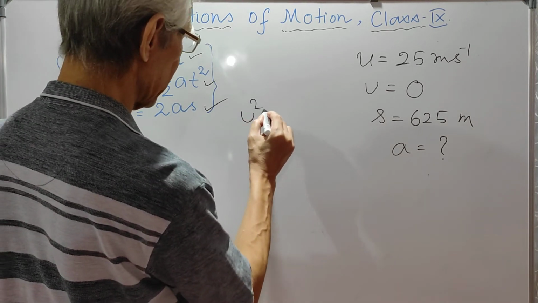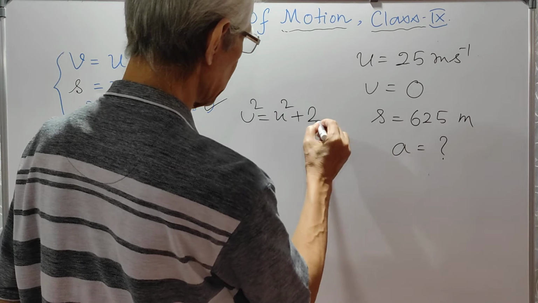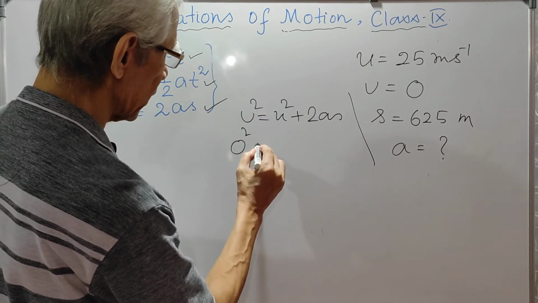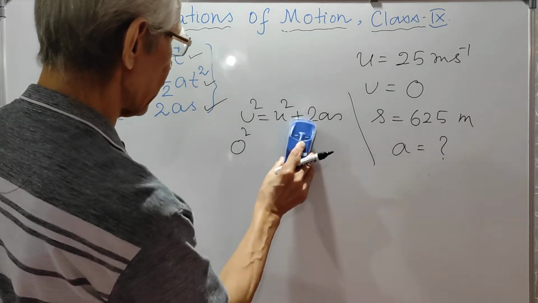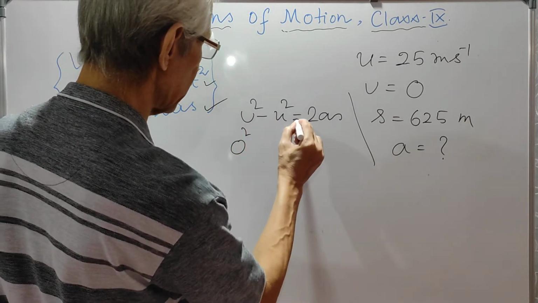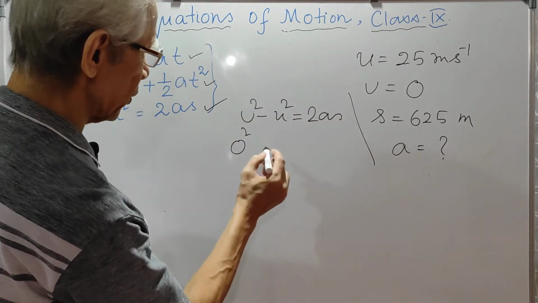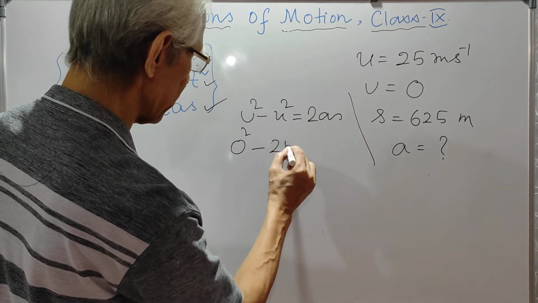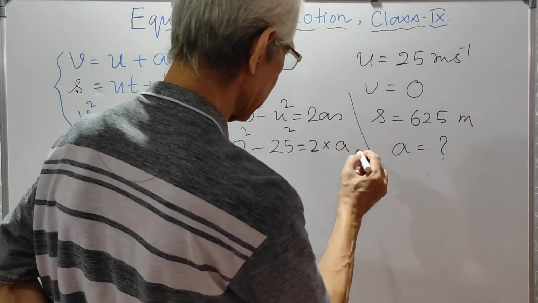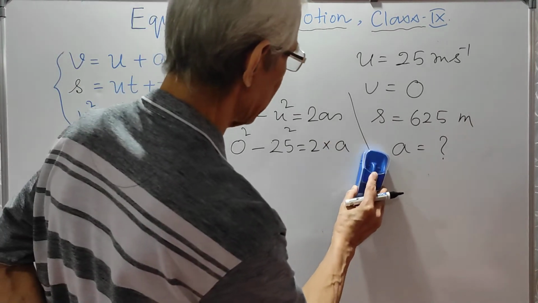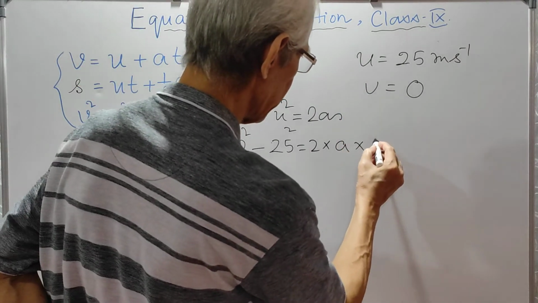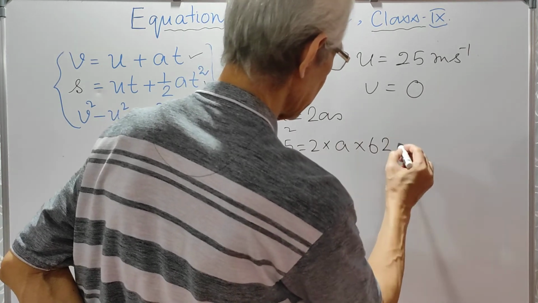So v square equal to u square plus 2as. All right. Now put the value. v is 0, 0 square. v square minus u square equal to 2as. So v square, 0 square, minus u square. u square is 25 square, equal to 2 into a. a you have to find out, not given. And s is given, 625. So we put the value, 625 meter.